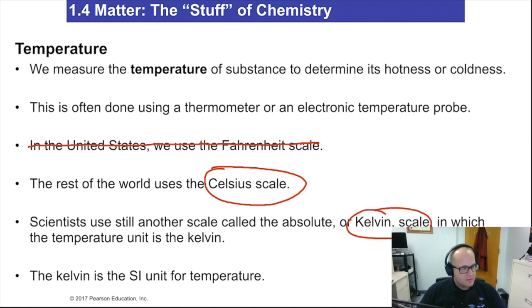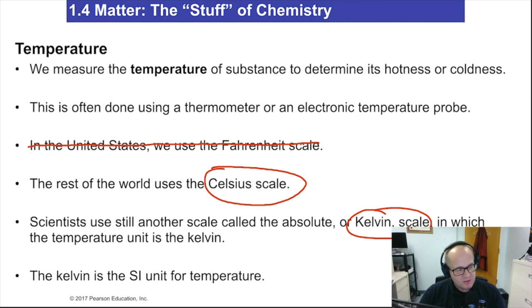Okay? Now, Celsius is based on water. Water will boil at 100 degrees Celsius. It'll freeze at 0 degrees Celsius. That's water. Kelvin, on the other hand, is not based on water. Kelvin is based on this phenomenon, or this theoretical temperature called absolute zero. Okay? Absolute zero is the coldest theoretically achievable temperature in the universe. And Kelvin is based on that.